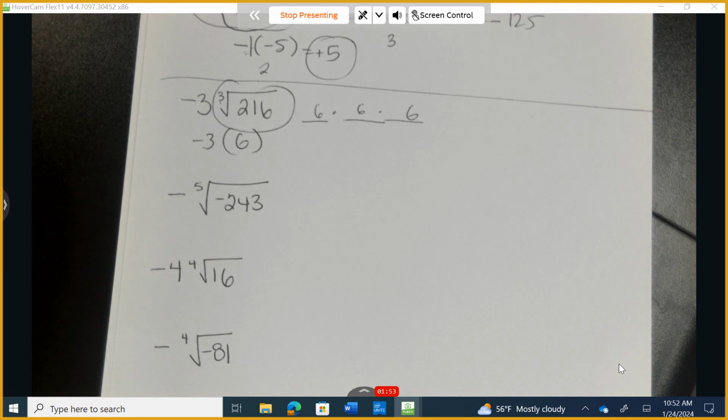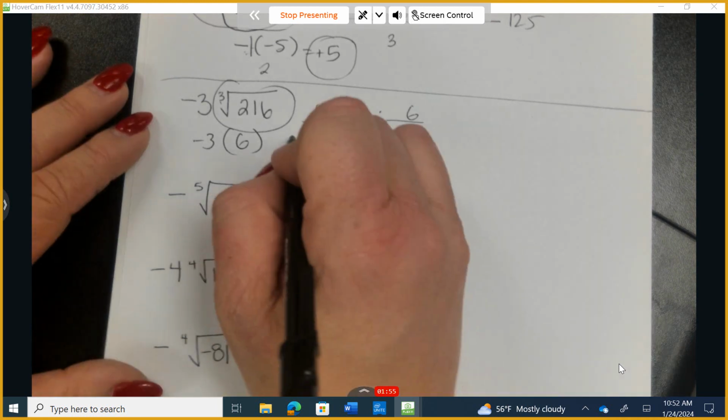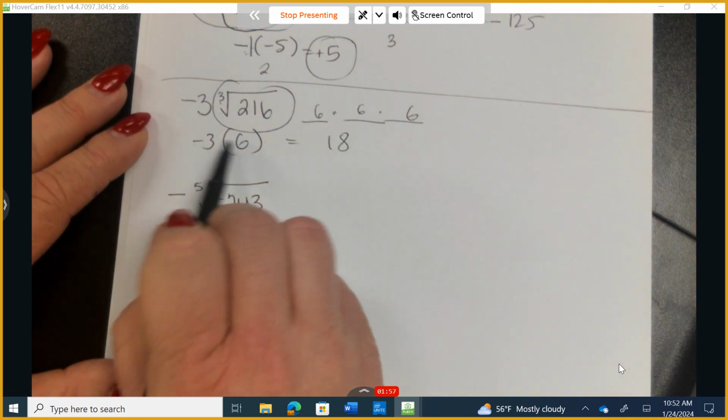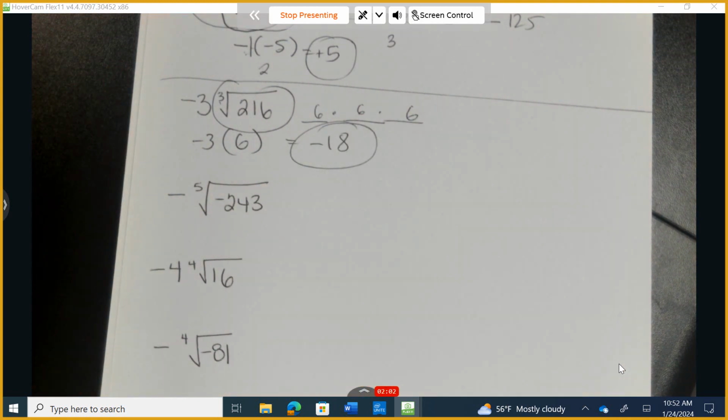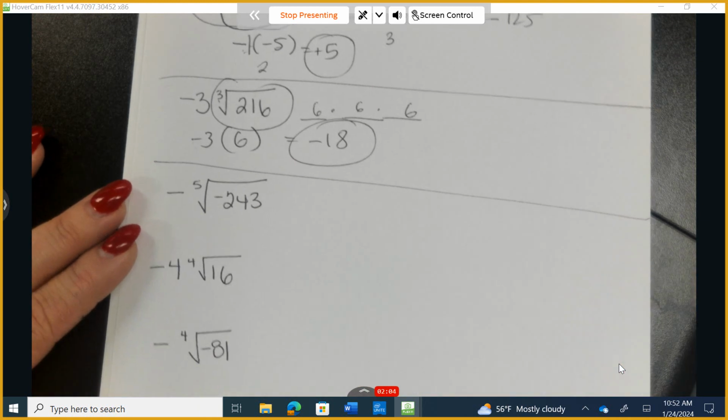Now I need to take negative 3 times 6. Well, 6 times 3 is 18. And we only have 1 negative. 1 is an odd number. Final answer is negative 18. Let's look at example number 3.